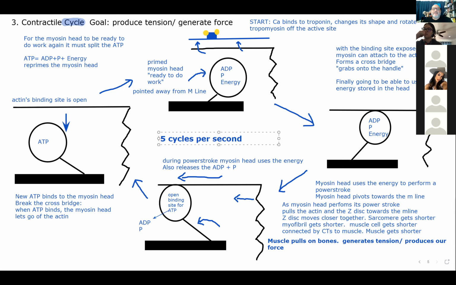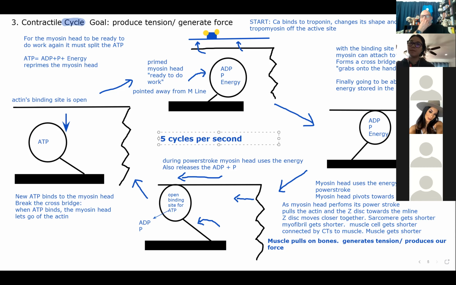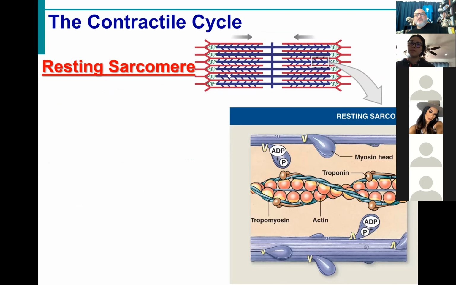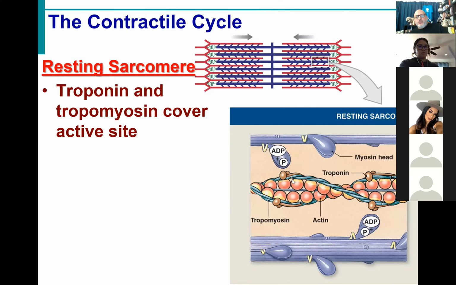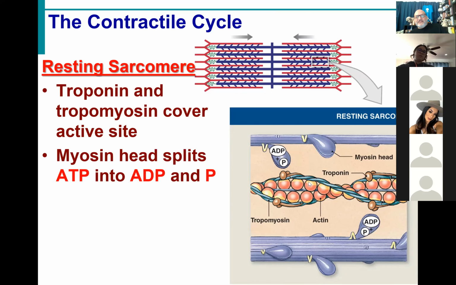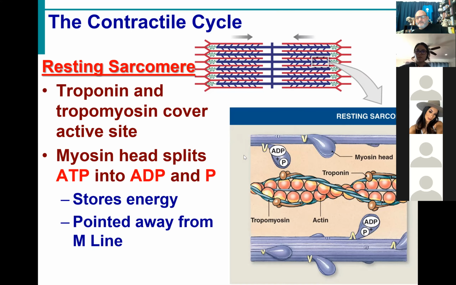All right, we've done this on the board. Let's look at the pretty pictures and the pretty words from the class. Notice again, here is our resting point. Our troponin and tropomyosin are blocking the binding sites. Notice our myosin heads are primed. They have split the ATP into ADP and phosphate. They have their energy, and remember we're over here on the right, so they're pointed right away from the M line, ready to do work.